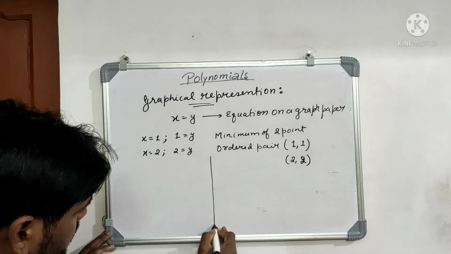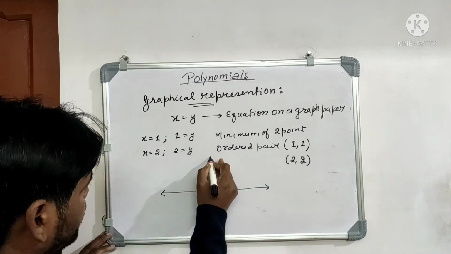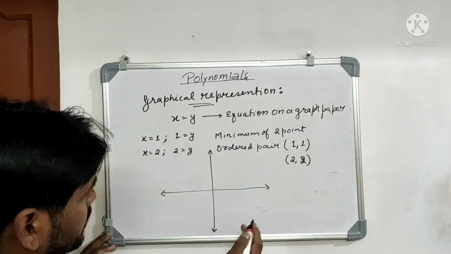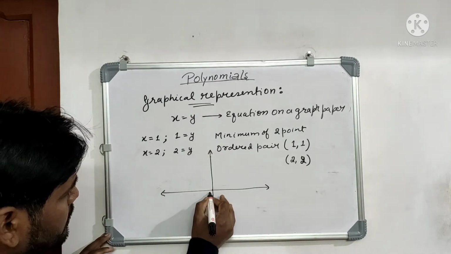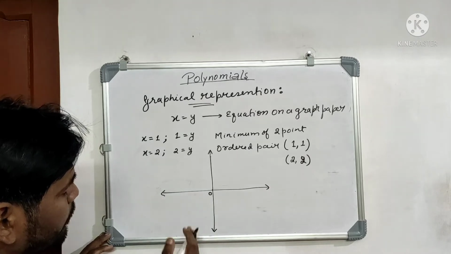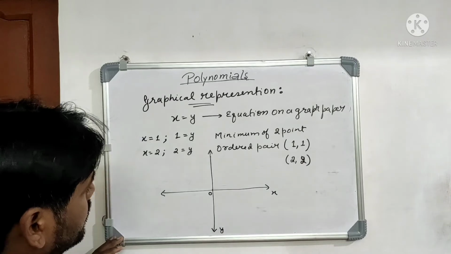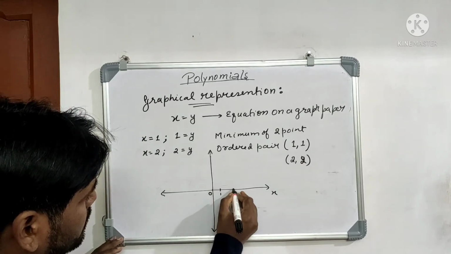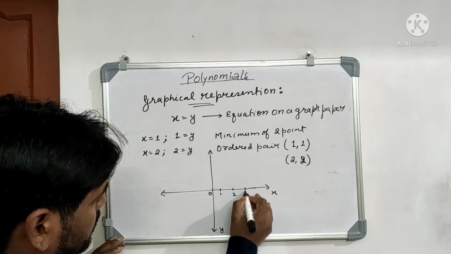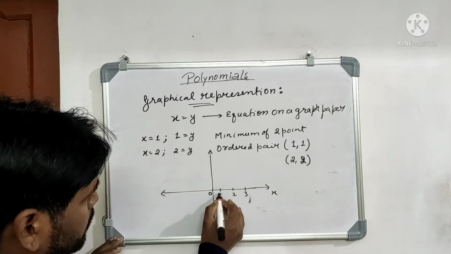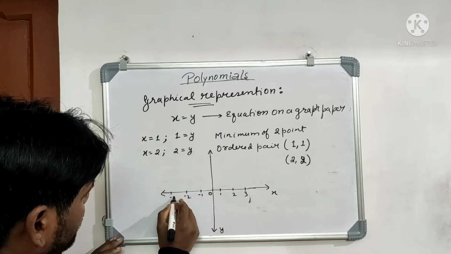Once again I am drawing the axes so that I can help you understand the representation of a graph. The meeting point of both axes is known as the origin, or it is represented as 0. The values on the x-axis, this is the x and this is the y axis, will be marked as 1, then 2, 3. Similarly, I am going to mark it as -1, -2, -3.